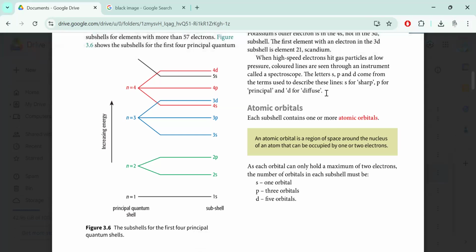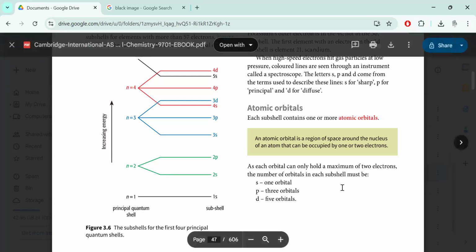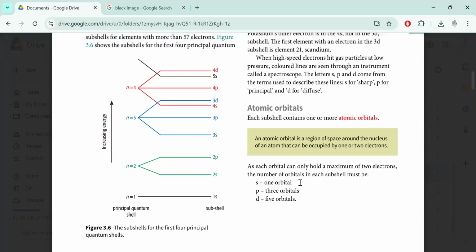Okay, so now we're talking about atomic orbitals. Each subshell contains one or more atomic orbitals. An atomic orbital is a region of space around the nucleus of an atom that can be occupied by one or two electrons. So each orbital can only hold a maximum of 2 electrons. The number of orbitals in each subshell is: S, 1 orbital; P, 3 orbitals; and D, 5 orbitals.